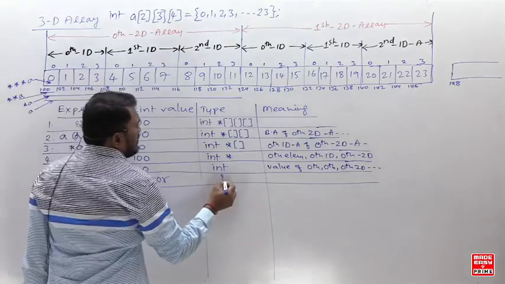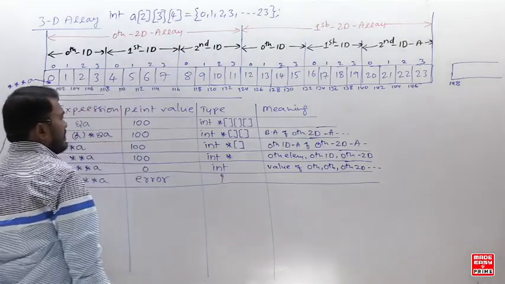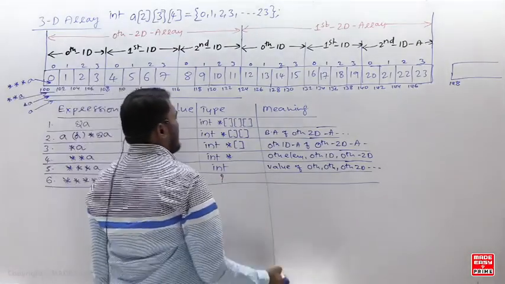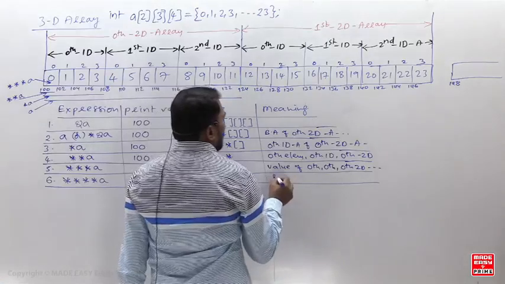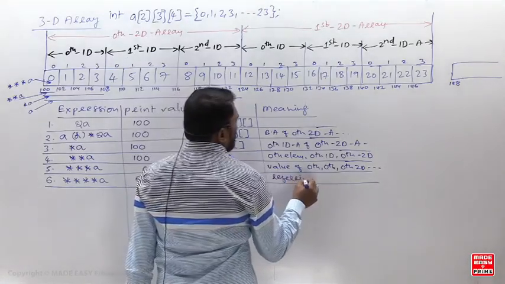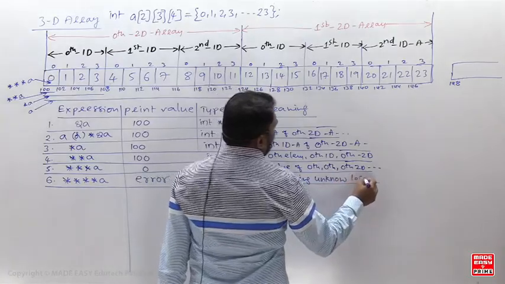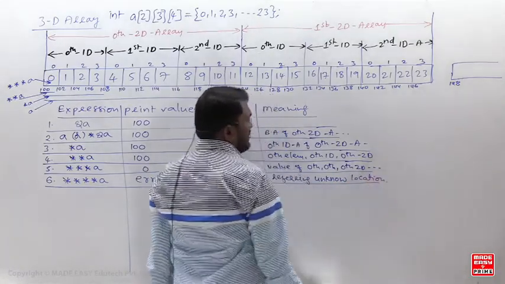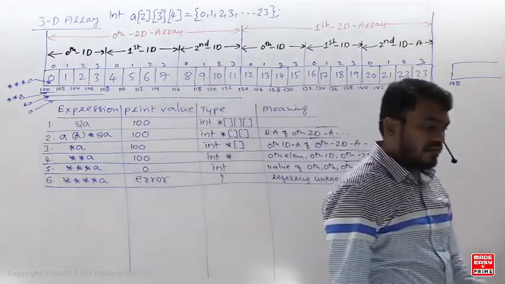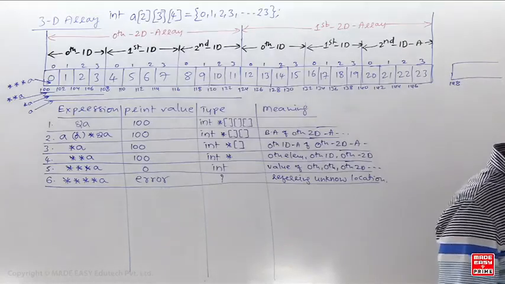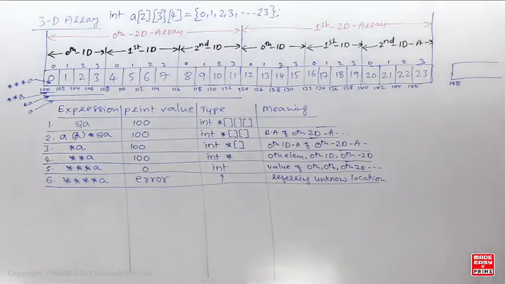So the type, we don't know where it is pointing to. So type is a question mark and the meaning is what? The meaning is referring to an unknown location. Very good.